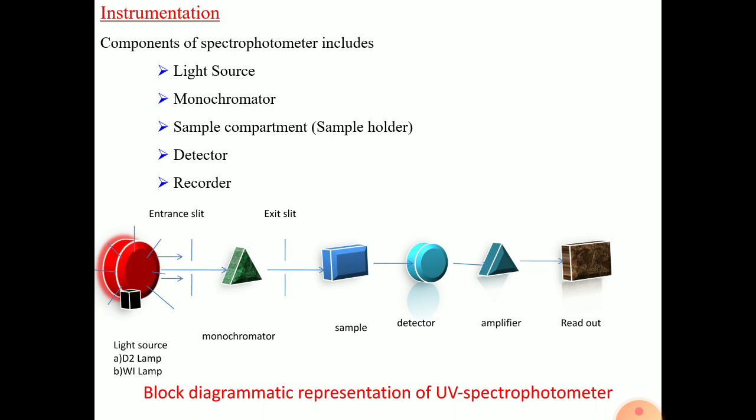Now the amplifier will amplify or integrate. The amplifier amplifies the electrical signals into a human readable form that is represented in the form of absorbance. That is what we call the recorder. So this is the block diagram representation of the UV visible spectrophotometer.